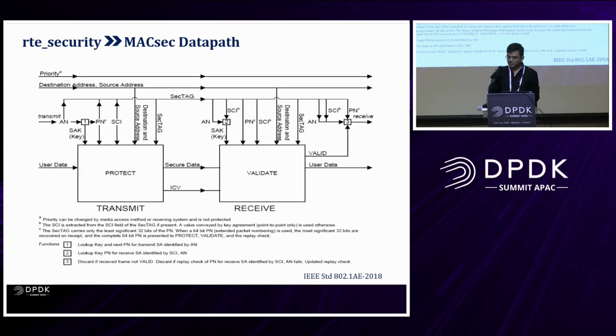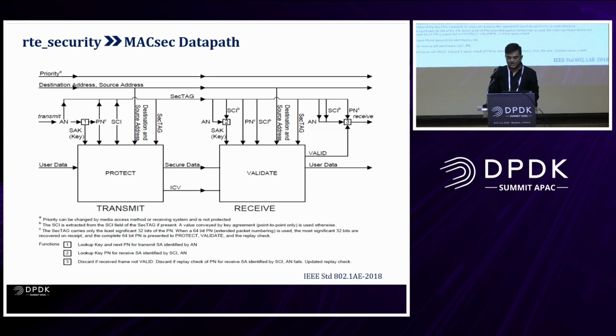This is a typical MACsec datapath illustrated in the IEEE standard. Here the user data is protected using the SA key of a particular AN, packet number, and the secure channel identifier, and source and destination MAC addresses are also used for authentication purposes. And some of the sec tag configurations that we added in the session, we use that to create a sec tag, and we get the secure data and ICV out of it.